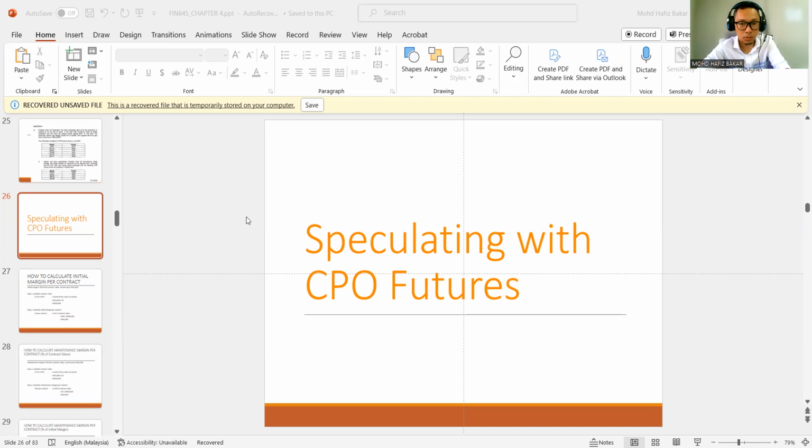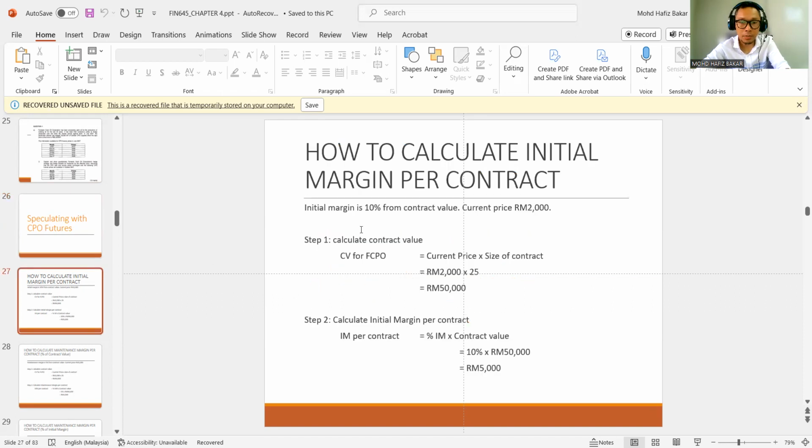So the first one, I would like to show you is speculating with CPO futures. How to calculate the initial margin per contract. Initial margin is 10% of the contract value. Current price is 2,000. So that is the situation. They provide you the initial margin as a percentage. Some questions provide you the amount, but in this situation they provide you the rate.